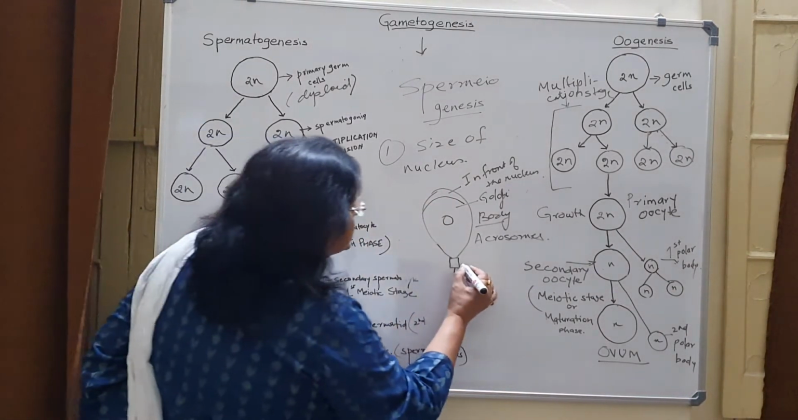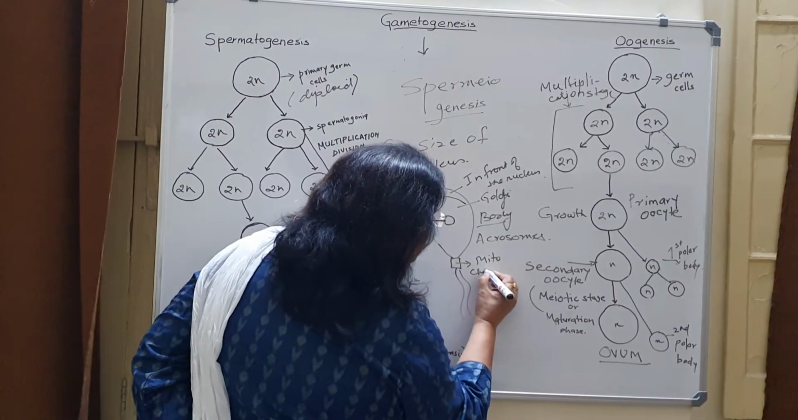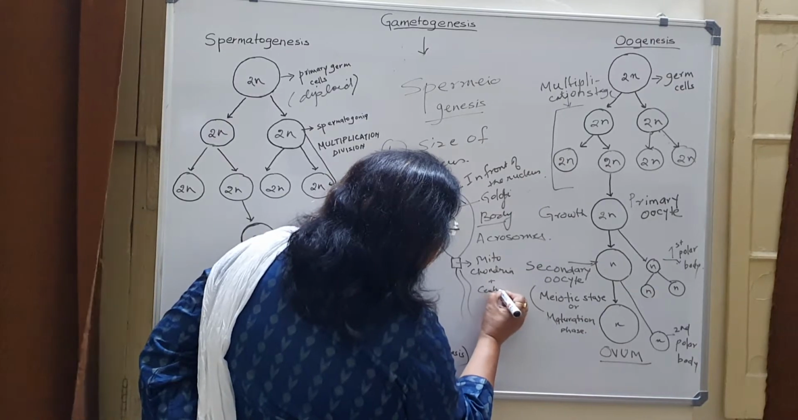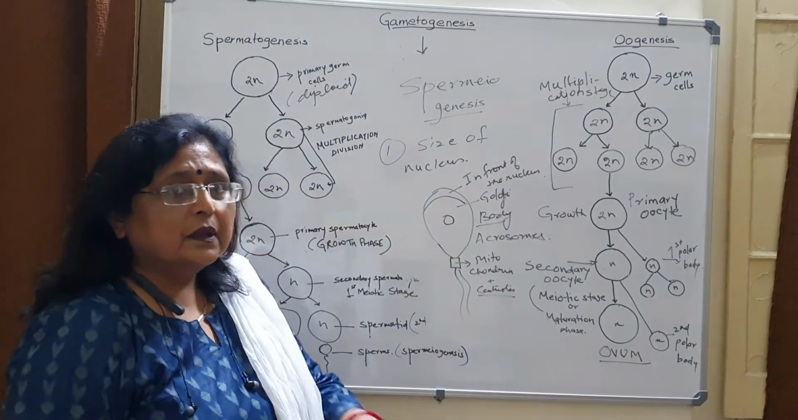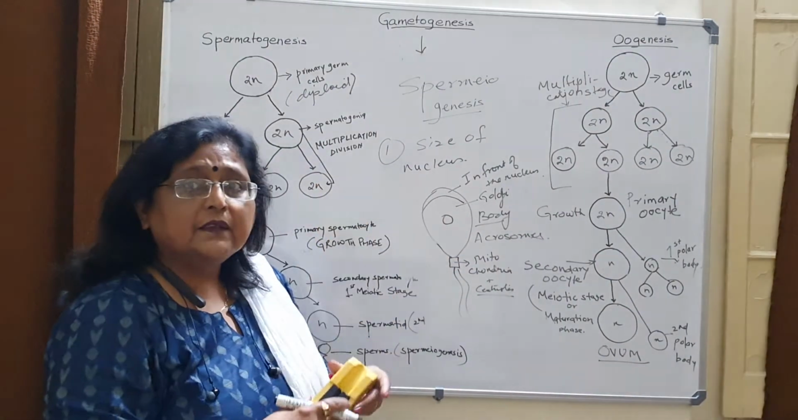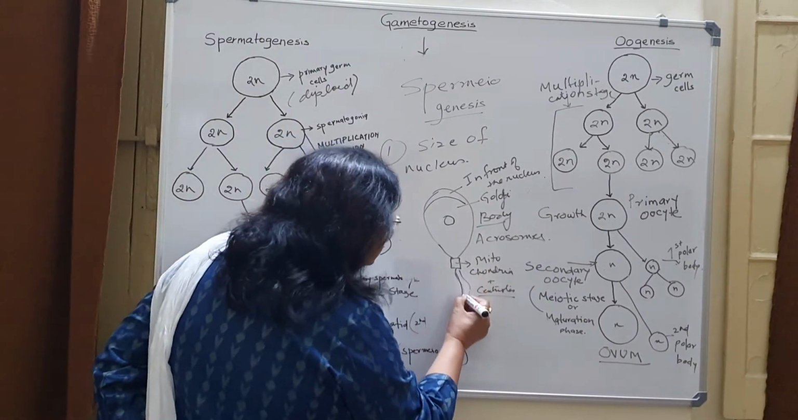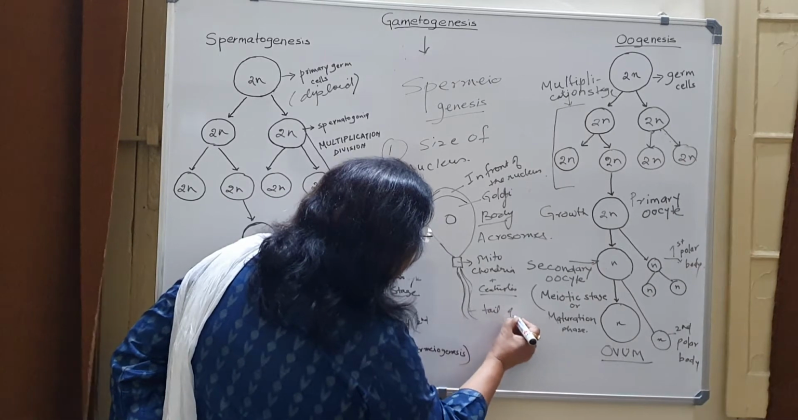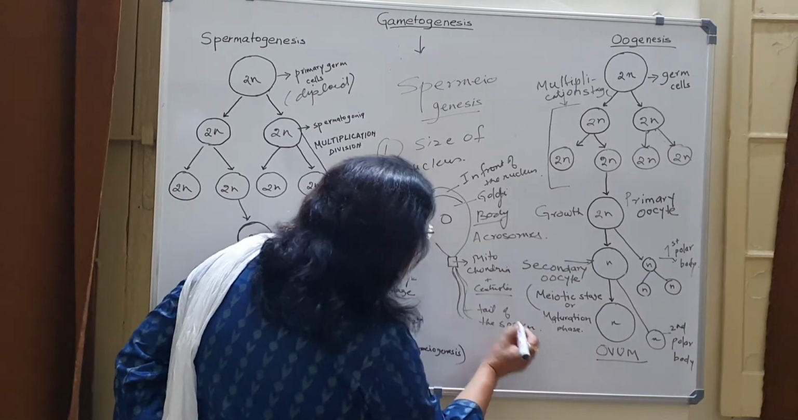The median part is made up of mitochondria and centrioles. The two centrioles, they have a long axial filament. The centrioles develop a long axial filament which forms the tail of the sperm. It forms the tail of the sperm.